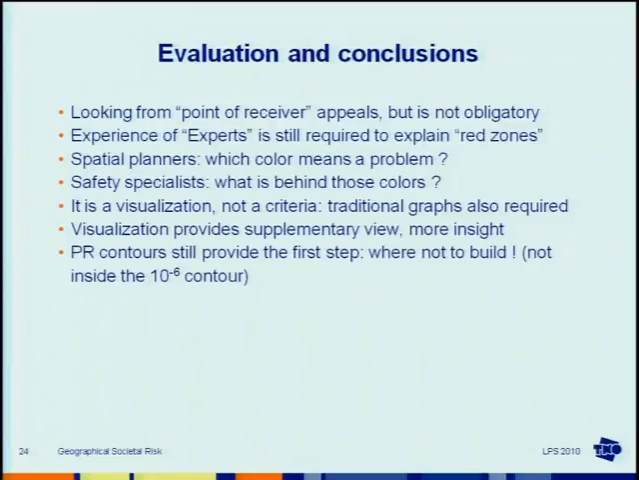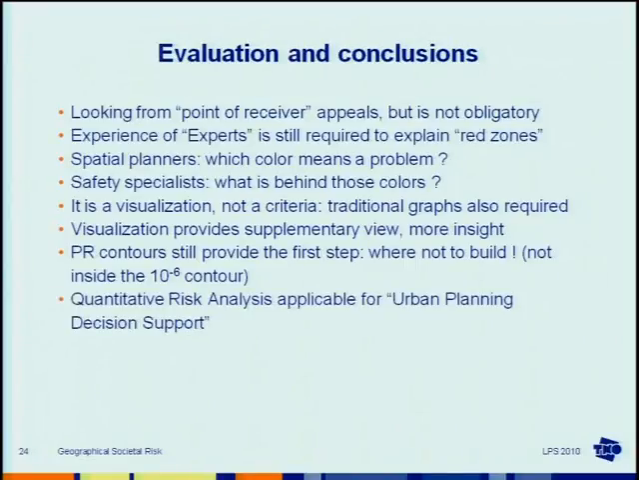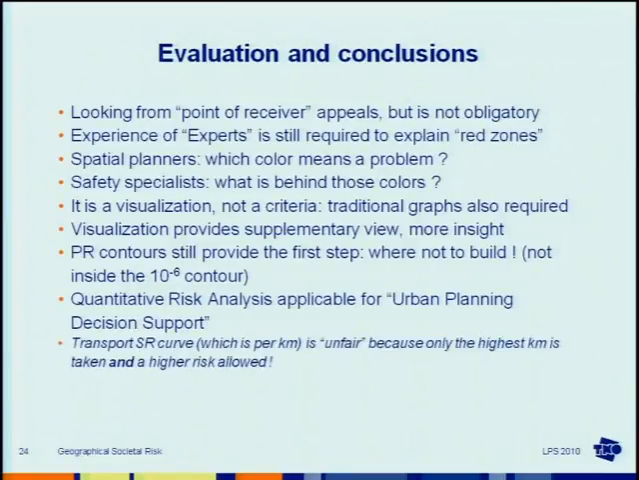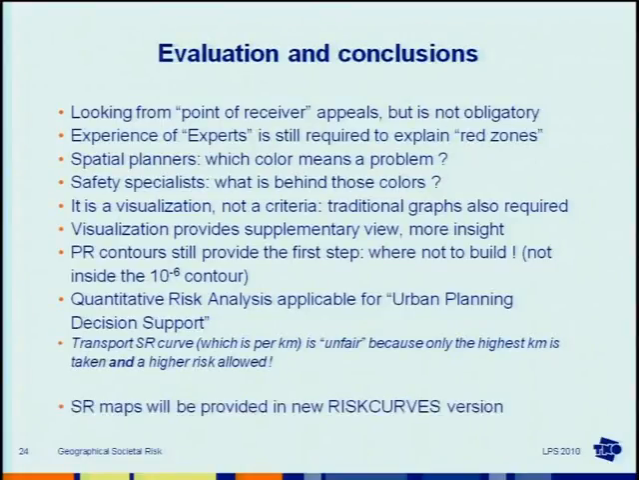And be aware the individual risk contours still provide the first step of where not to build, not inside the 10 to the minus 6. So we can say we have quantitative risk analysis applicable for urban planning decision support. This is a conclusion that is basically beyond what we have told, but what's important is that societal risk maps will be provided in the new RiskCurves version.